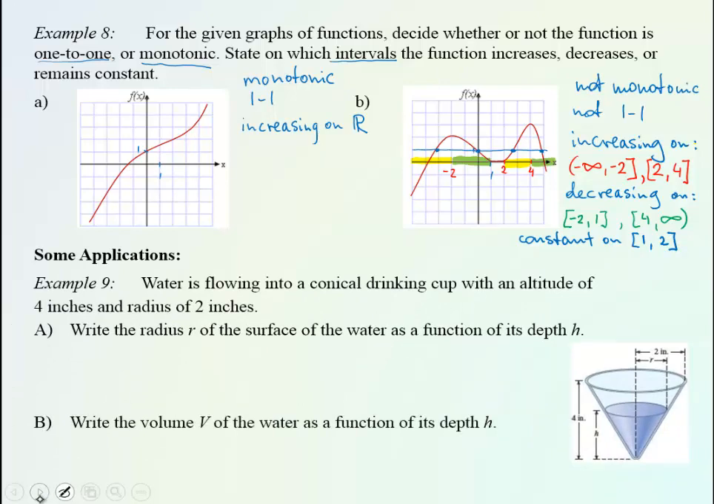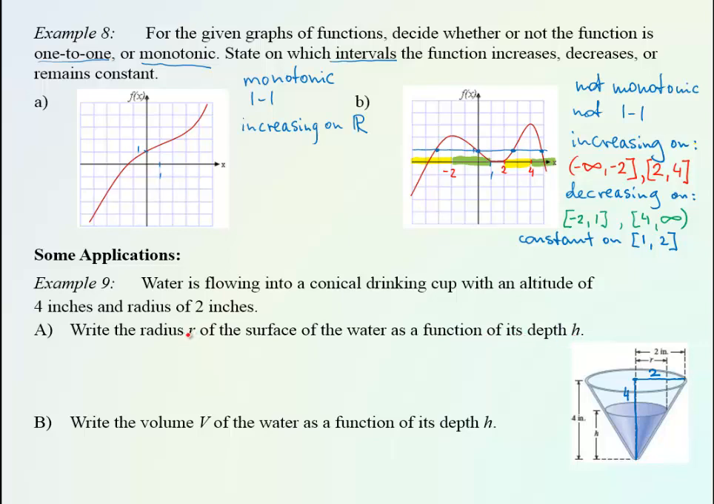This section also contains some applications. Let's look at the following example. Water is flowing into a conical drinking cup with an altitude of 4 inches and radius of 2 inches. So here we have a diagram to help ourselves. 4 inches is the altitude from here to there, and the radius of the cup is 2 inches. Now we need to write the radius r of the surface of the water as a function of its depth h.